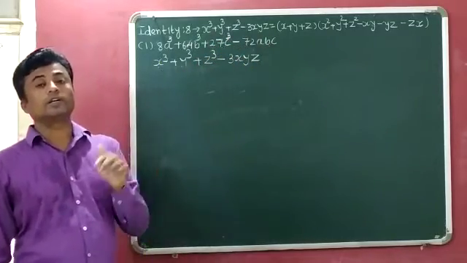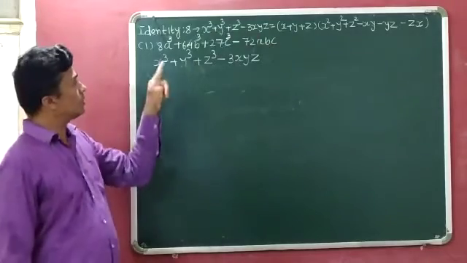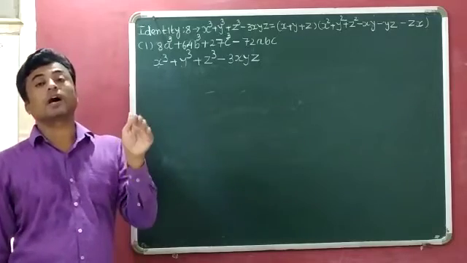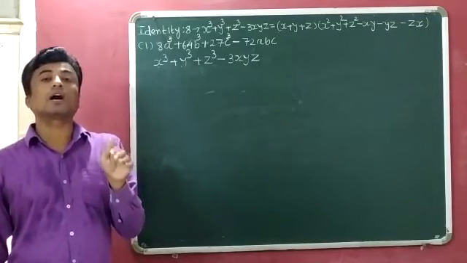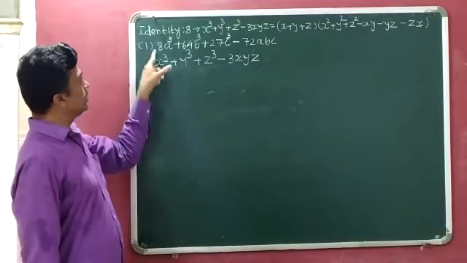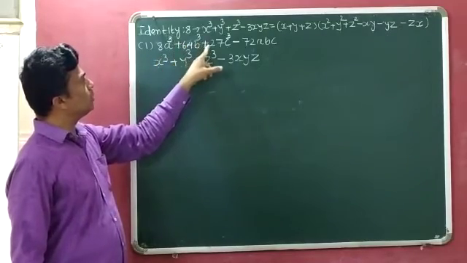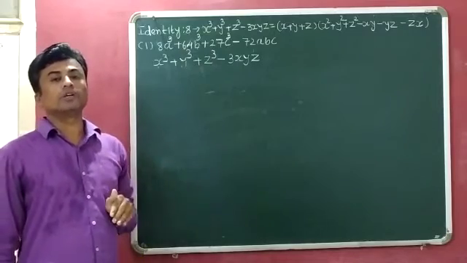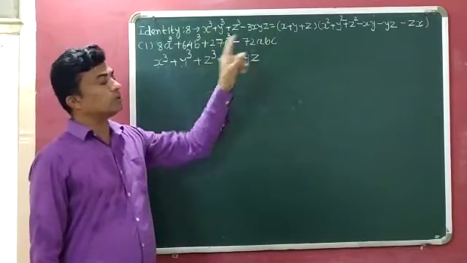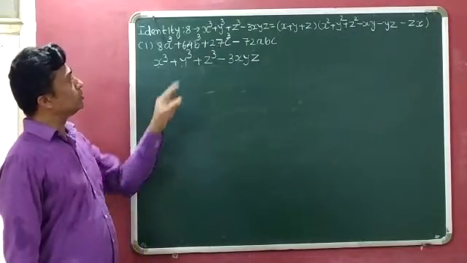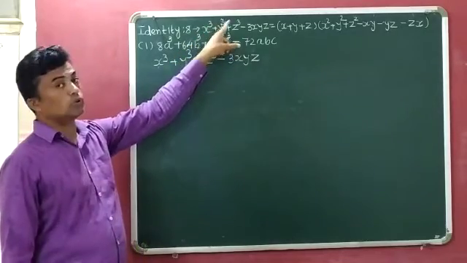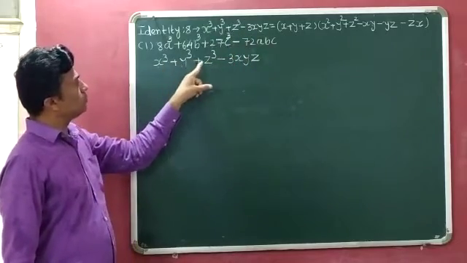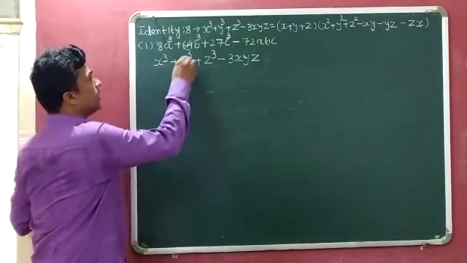So see children, in the given question there are four terms: first term, second term, third term and fourth term. And three terms are perfect cubes, or related with cube. So see children, 8a cube, 64b cube and 27c cube are the perfect cubes. And the fourth term is negative. So we can use this identity x cube plus y cube plus z cube minus 3xyz.